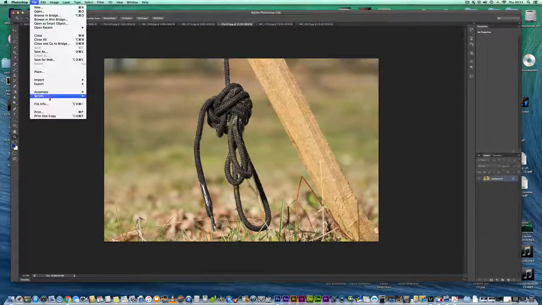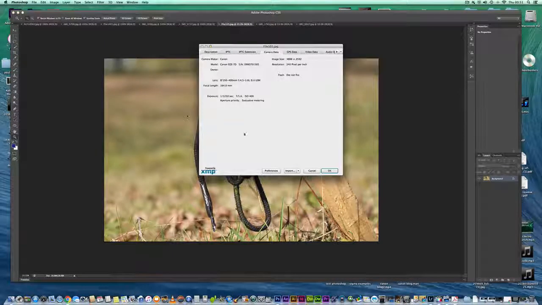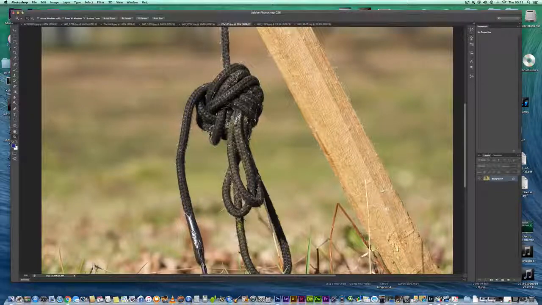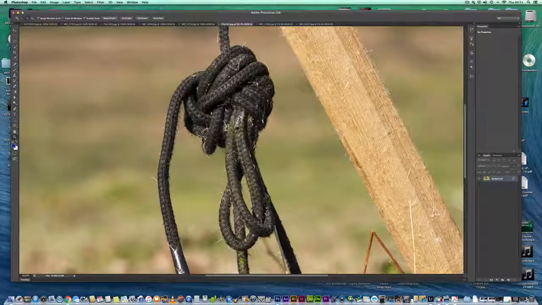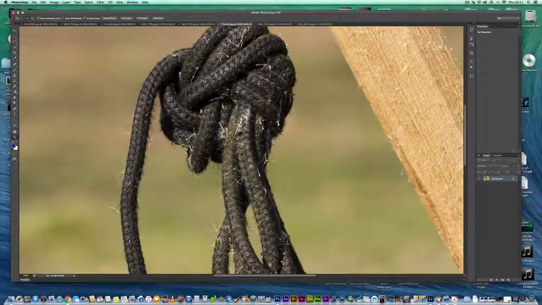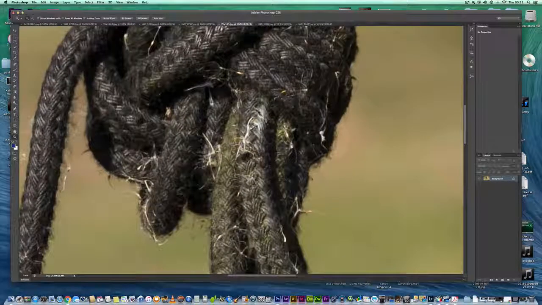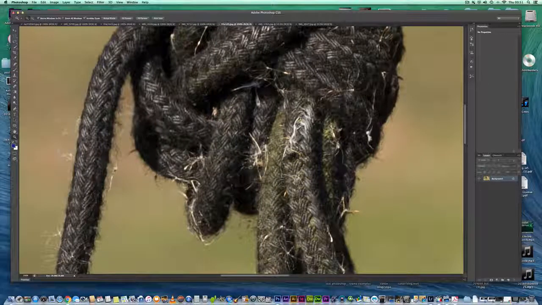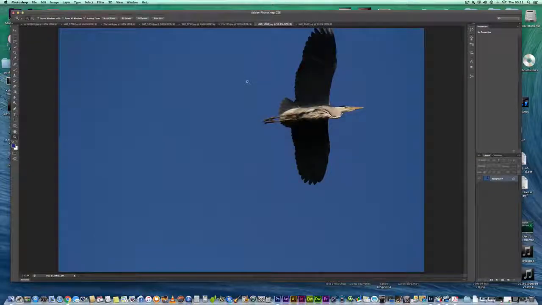Next image, which is obviously slightly different. Let's have a look at the metadata. 164mm, ISO 400, f5.6, 7D. Let's have a look. 100%, 200%. Okay, the next image, which is a Sigma picture, on the Sigma lens I mean.